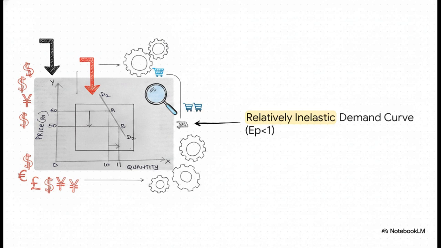When you look at the rectangles representing the cash register, the original one at point A has a pretty solid, large area. But when we drop the price to point B, that new rectangle is visibly narrower and smaller. That missing area, that's lost revenue. The tiny bump in sales was nowhere near enough to make up for the big price cut.